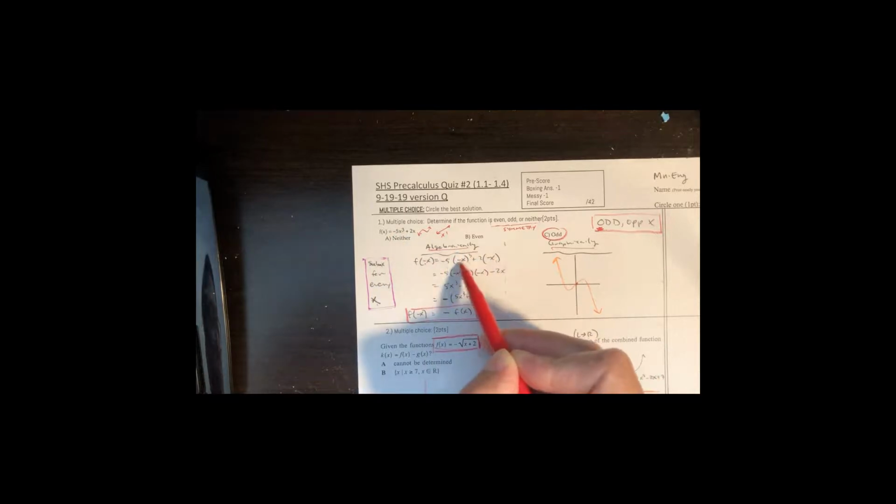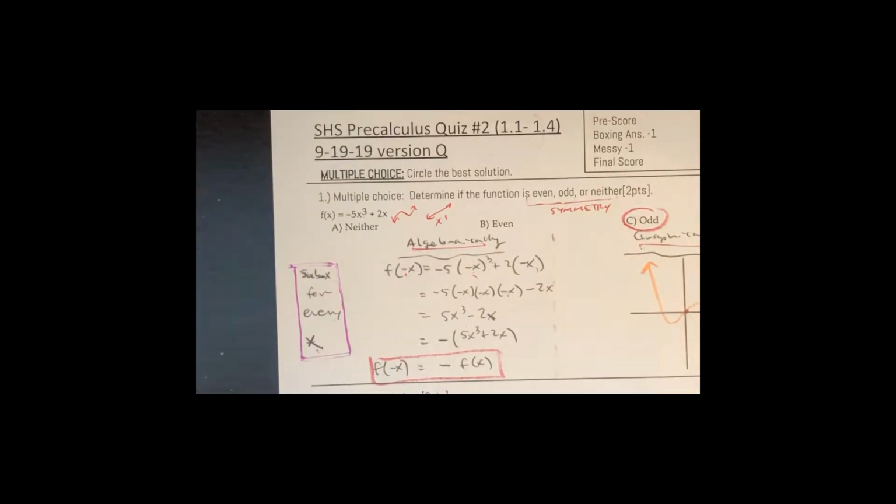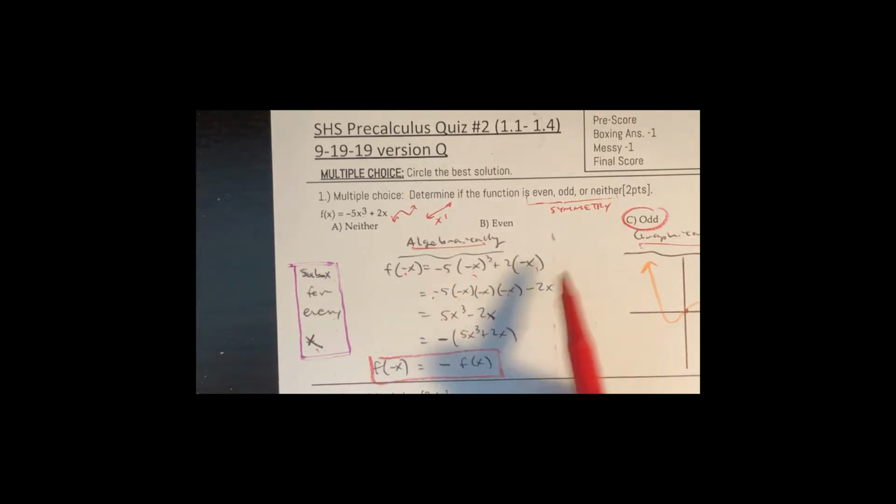Algebraically, what do you do? You sub in negative x for every x value. So I have, instead of x, I'm putting in negative x. Negative x cubed means negative x 3 times. And then negative times a negative is a positive. Positive times a positive is a positive. Positive times a negative is negative 2x. Here, this kind of looks something like that.